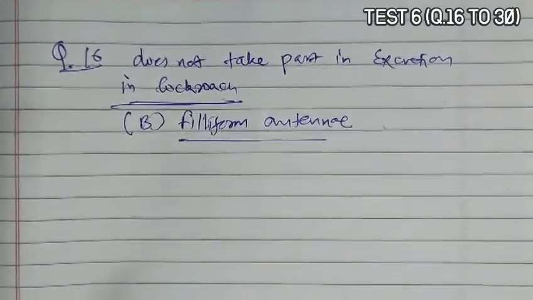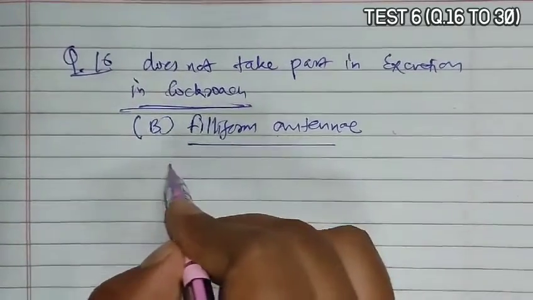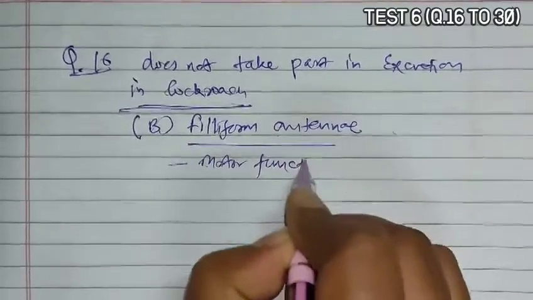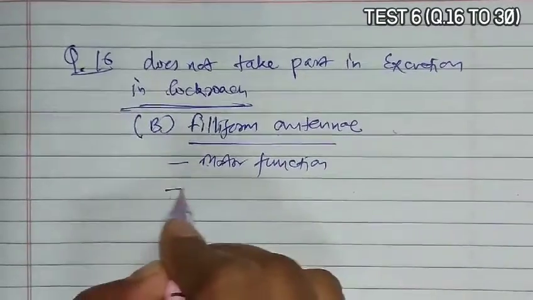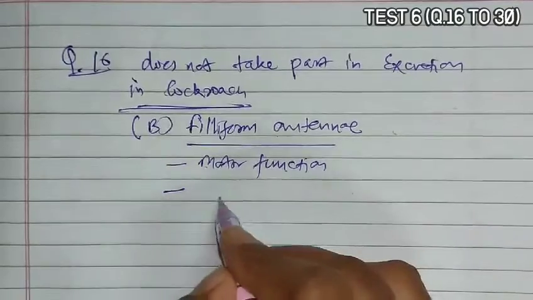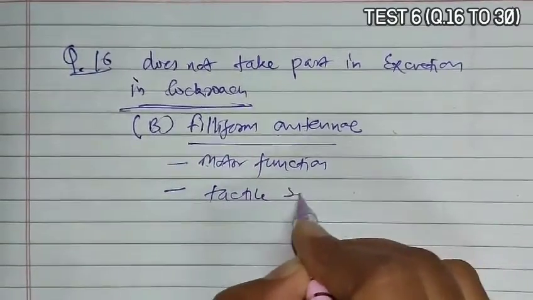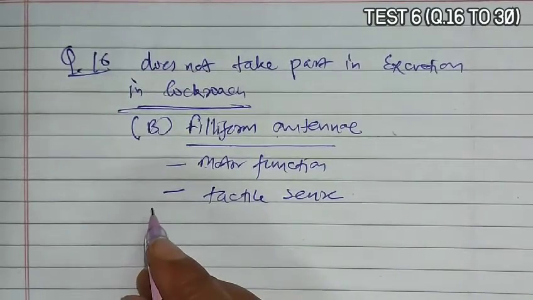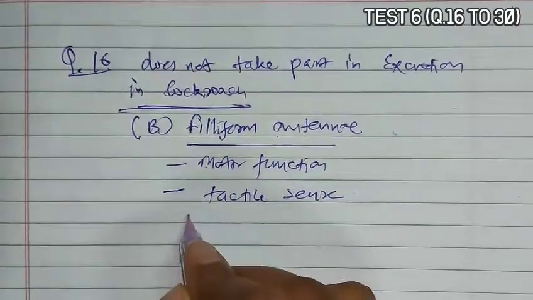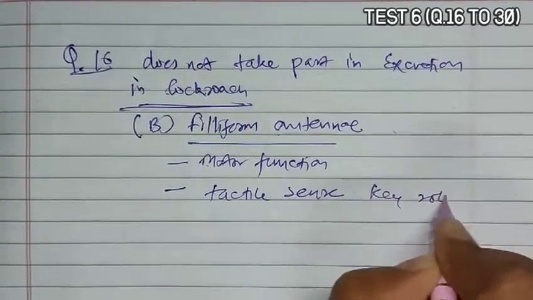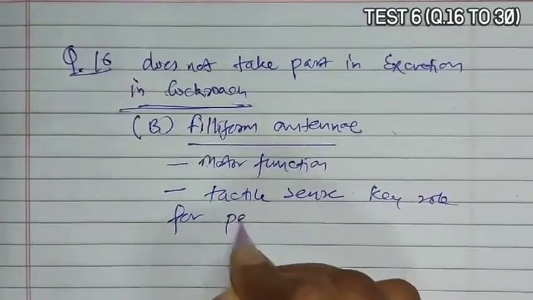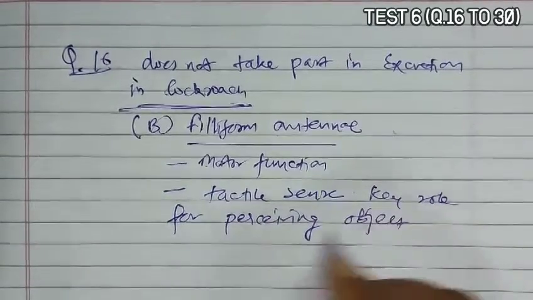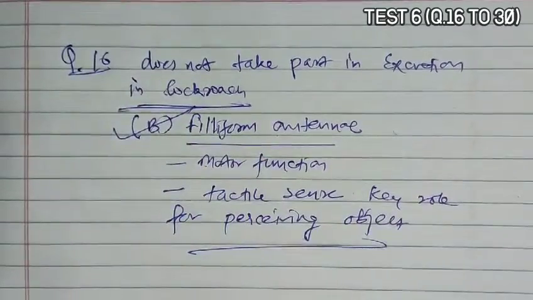But filiform antenna is a thread-like structure which has a motor function, and they contribute to tactile sense, which is a key role for perceiving physical objects. So option B is the correct answer.